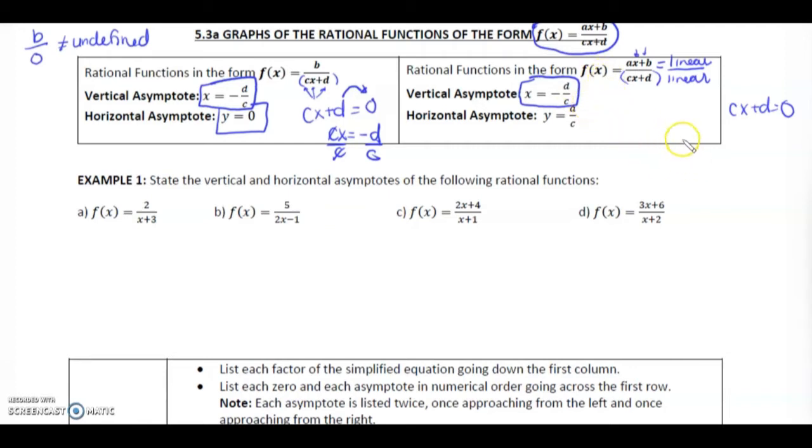Now, if we have an x over an x value, where the degree in the numerator, let's call it m, and the degree in the denominator are the same, what we have to do is take the leading coefficient in the numerator over the leading coefficient in the denominator. In other words, our horizontal asymptote is a divided by c, which is right there.